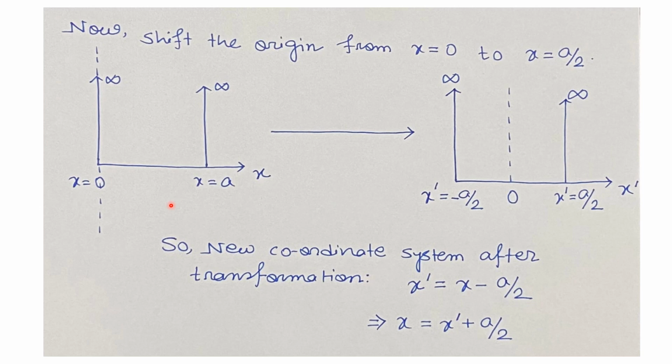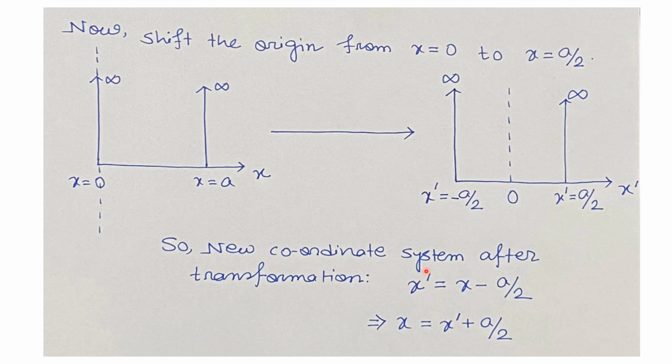So if we shift our origin from x equals 0 to x equals a by 2 in this potential profile, our coordinate system will get transformed. In the new coordinate system, the potential profile will look like this. The potential barriers in the transformed coordinate will be at x dash equals minus a by 2 and at x dash equals a by 2. So now we get the potential profile same as the one given in the question.